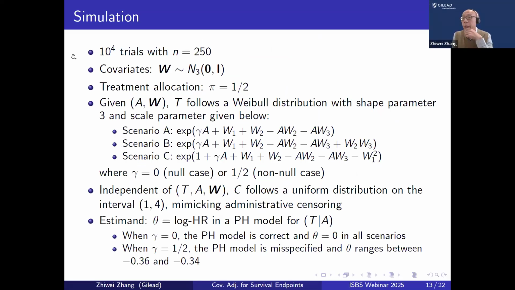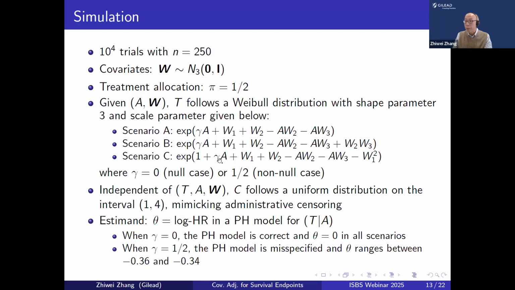In this study, we simulate 10,000 trials with 250 patients in each trial. There are 3 covariates that independently follow the standard normal distribution. Treatment allocation is 1-to-1 and independent of covariates. Conditional on treatment and covariates, the failure time, T, follows a Weibull distribution, where the shift parameter is fixed at 3, and the scale parameter depends on A and W. Here we consider 3 scenarios for that dependence.